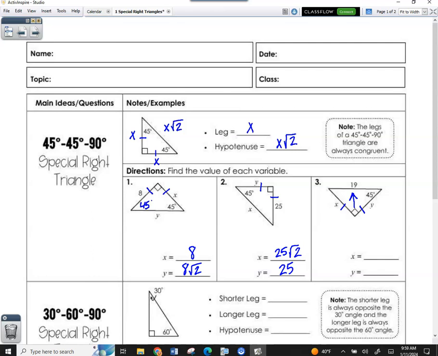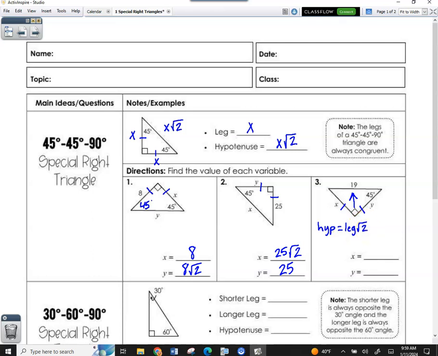Because of the root 2, and then later on there's going to be a root 3, I've found that if you try to do it in your head, people tend to make mistakes. If you will put it on paper as an equation and just solve, people tend to get it right more often. So the equation is that the hypotenuse, it's right here, right, is the leg times root 2.